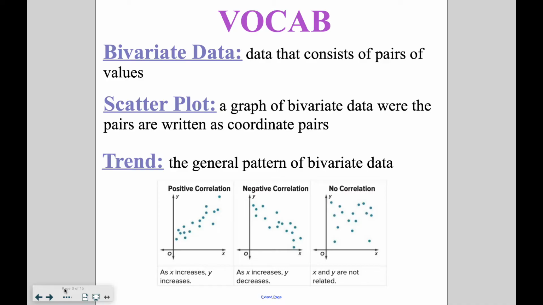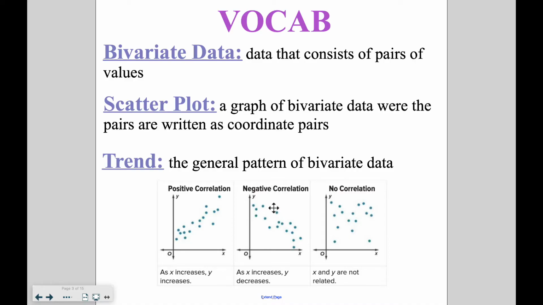There are three different types of trends. The first is called a positive correlation. This is where the general format of your data is increasing. So as your x variable increases, your y variable increases. This would be like the example I stated earlier. As the number of oranges in a bag increases, the weight of that bag is going to increase. So both values are going up.